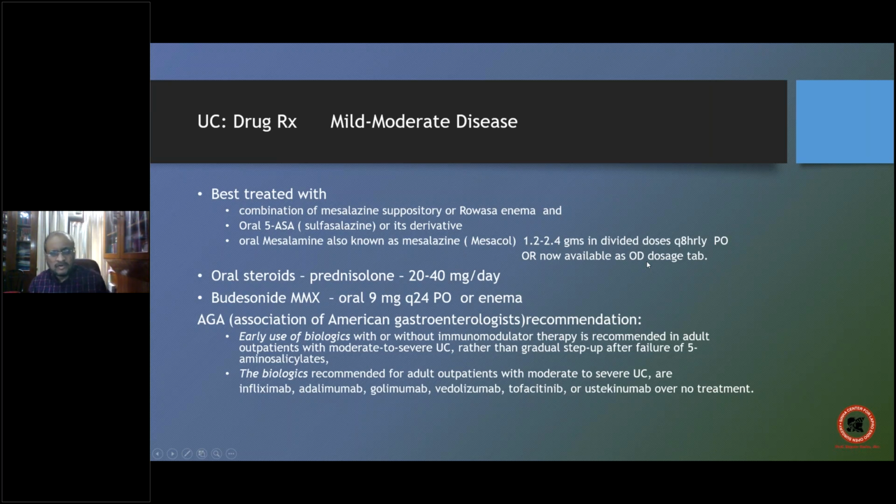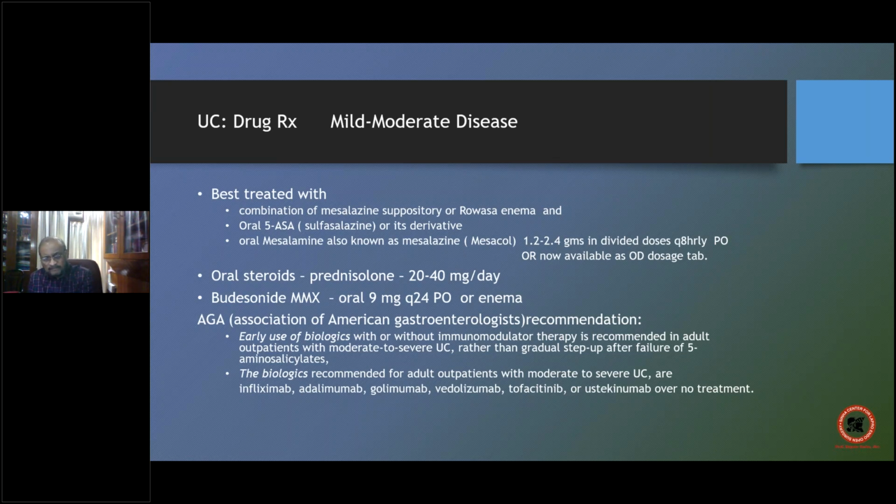So very simple. You've got mild to moderate ulcerative colitis. I'll be treating this patient with a mesalazine suppository and with oral mesalazine. Simple. Nothing else is required. But in those patients who fail to respond, I may have to add a steroid, which could be prednisolone or budesonide in the doses that we just said. So this is basically a step-up treatment.